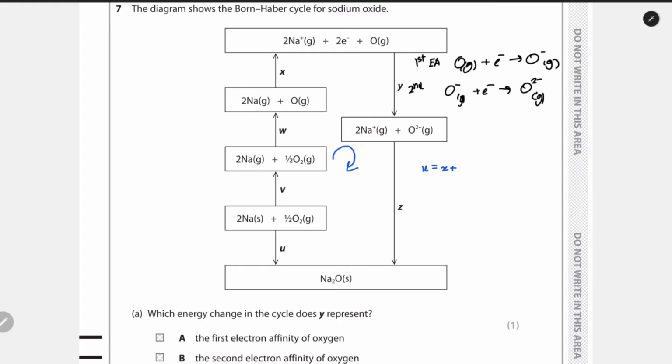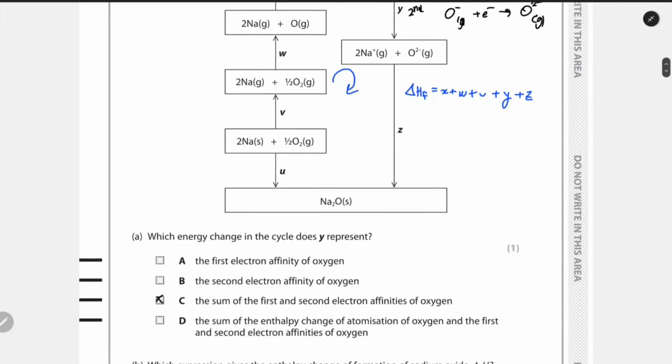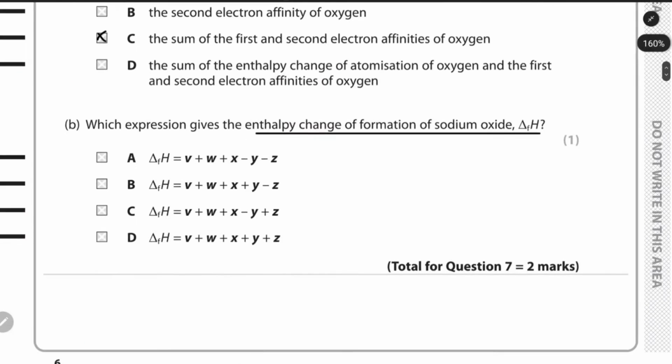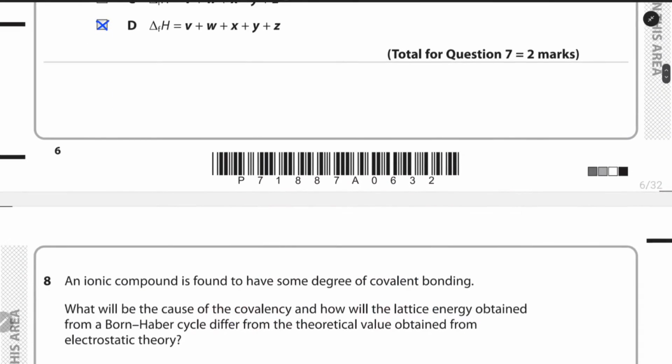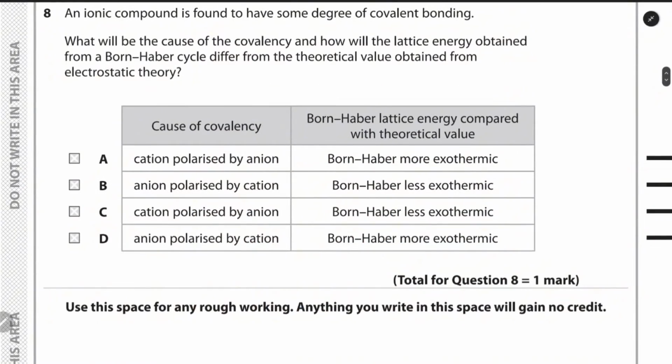So we have x plus w plus v plus y plus z. U over here is the formation enthalpy. So delta HF is the addition of x, w, v, y and z. So D is the answer. We have x, w, v, y and z over here all in addition form. So D is our answer. Now on to question 8.